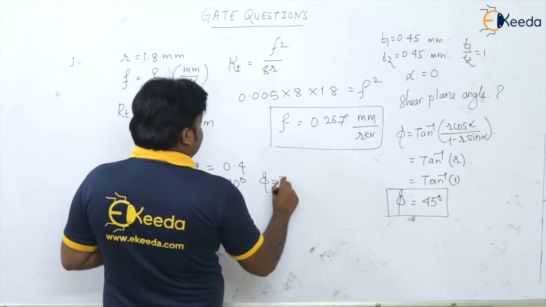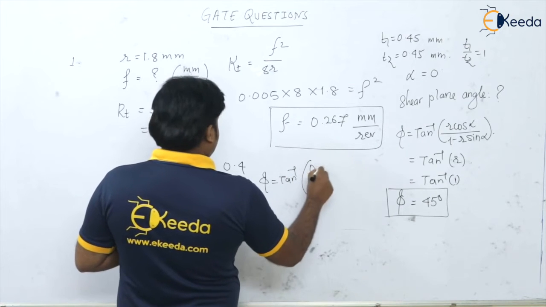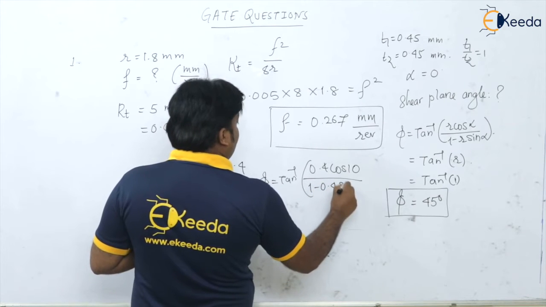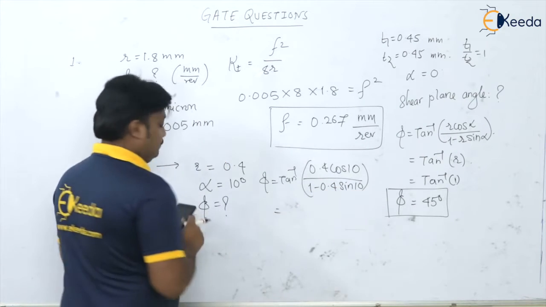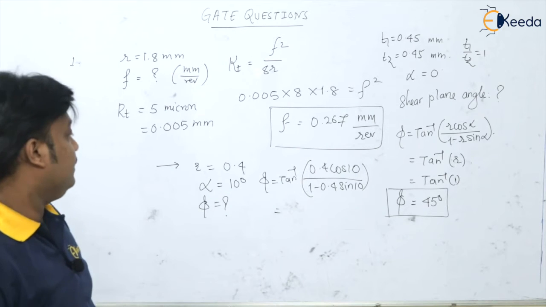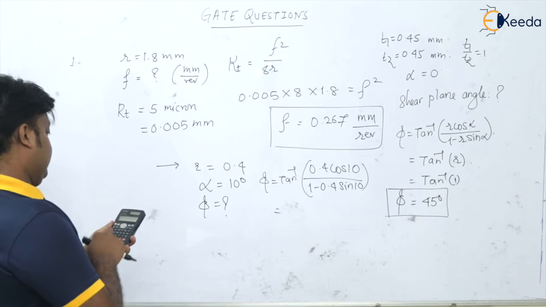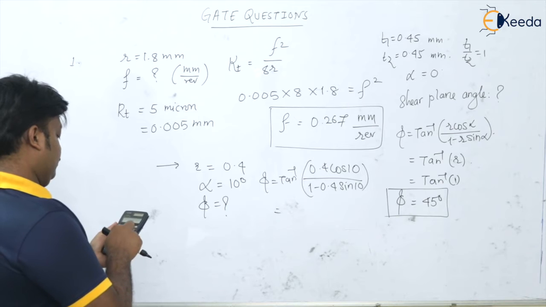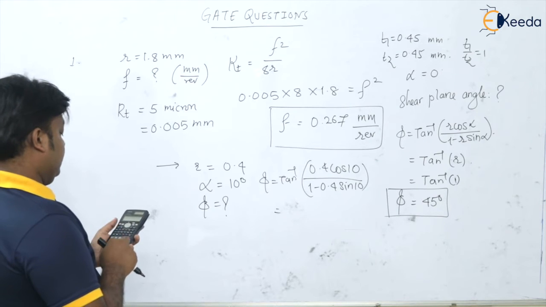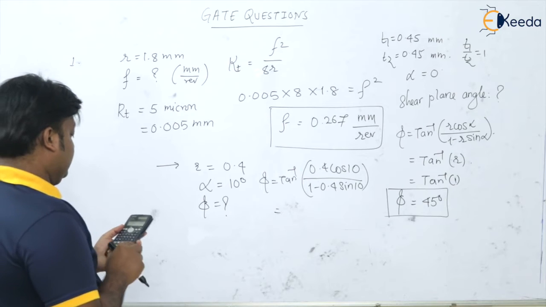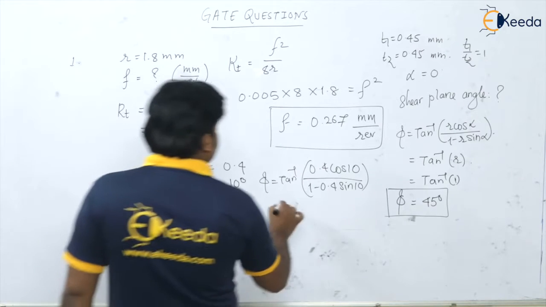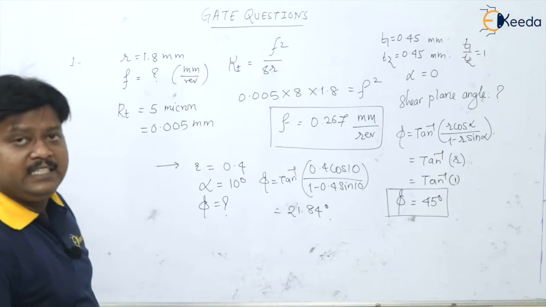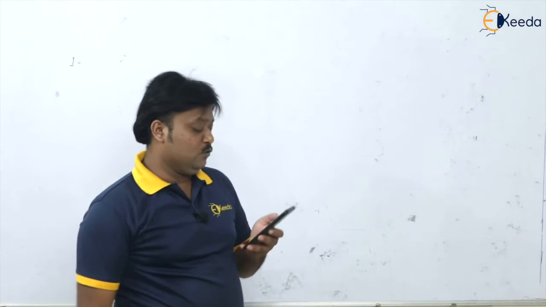Very easy. This is the formula only. So what is phi? Tan inverse of 0.4 cos of 10 divided by 1 minus 0.4 sin of 10. So calculate. So this will be 0.4 sin 10, 1 minus answer, cos 10 divided by, shift, tan inverse of answer. It is 21.84 degrees. Okay, very easy. Let us take the next question.